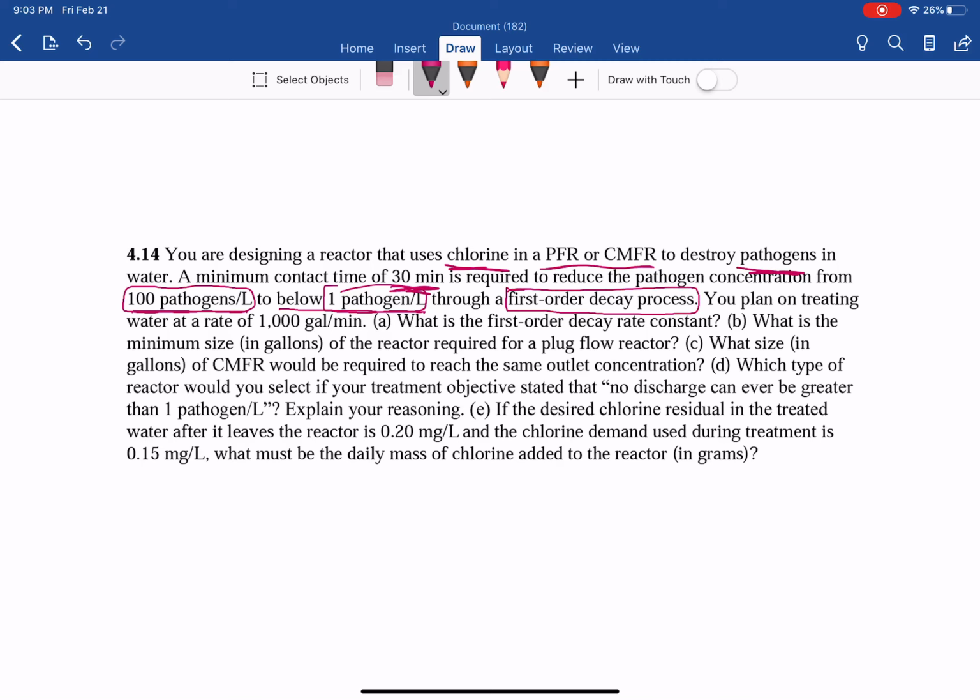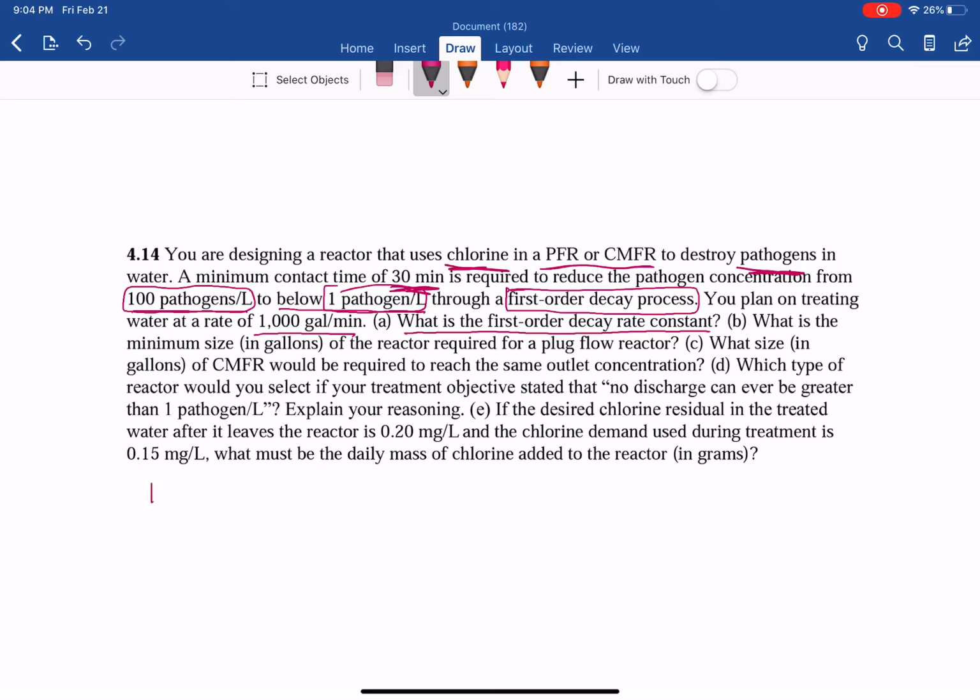You plan on treating water at a rate of 1,000 gallons per minute. This is the flow, the discharge. What is the first order decay rate constant? Okay, we need to find out the constant K. So first of all, let's find out the first order decay in a plug flow reactor.